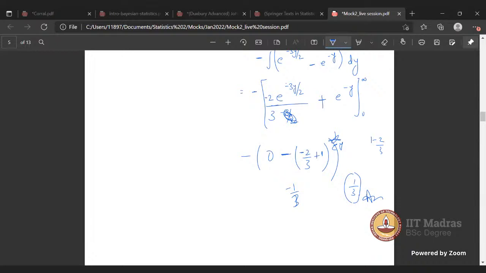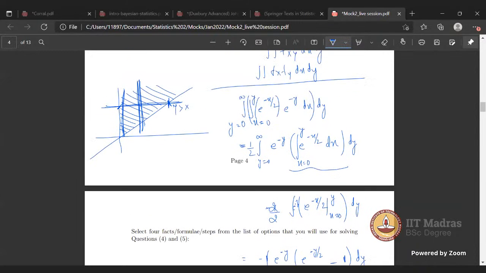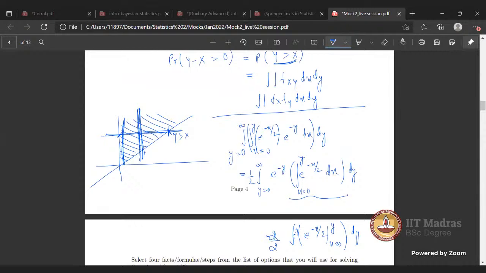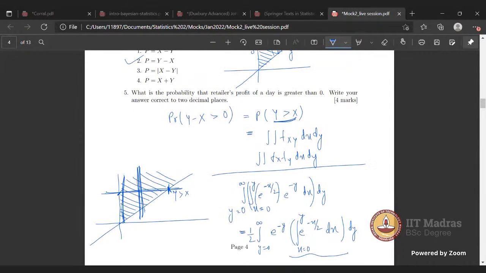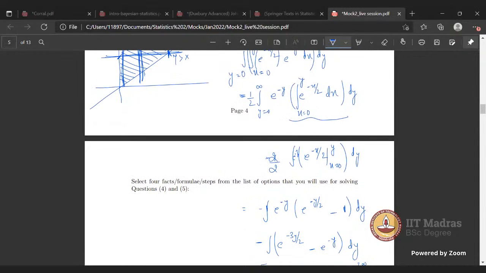Ma'am, can we say that the second integration that we do should be done for the entire support, may it be x or y? The second integration will be done with the limit for the entire support. What do you mean by that? I did not get your point.